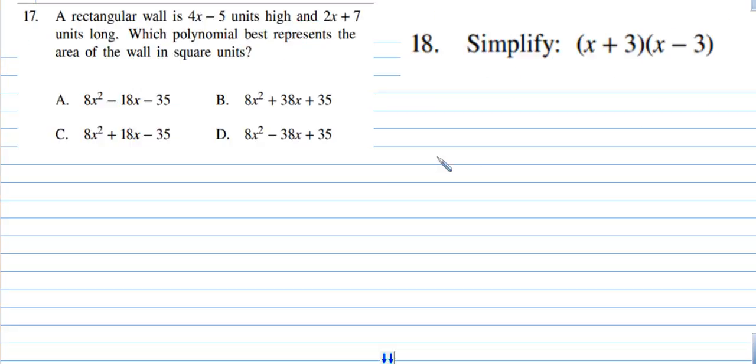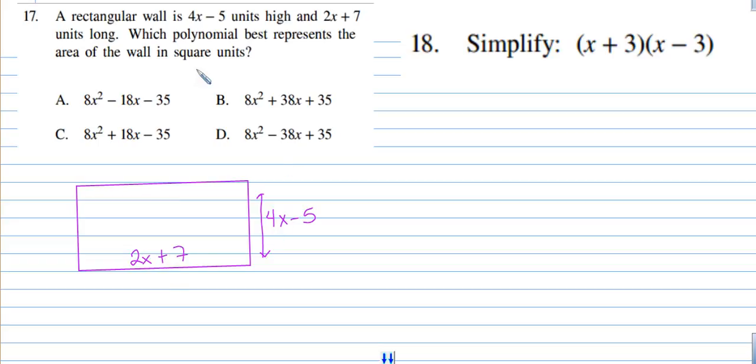Okay, question 17. We have a rectangular wall. I would always suggest you draw the rectangle. It's close. Okay. It has a 4x minus 5 units high. So 4x minus 5 units high, because it's going up and down, right? And 2x plus 7 long. 2x plus 7 long. Which polynomial best represents the area?